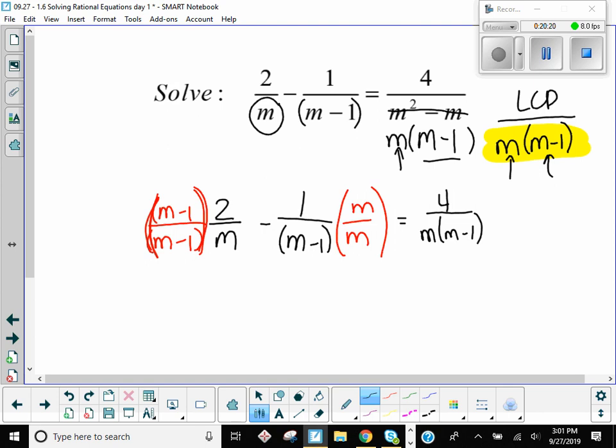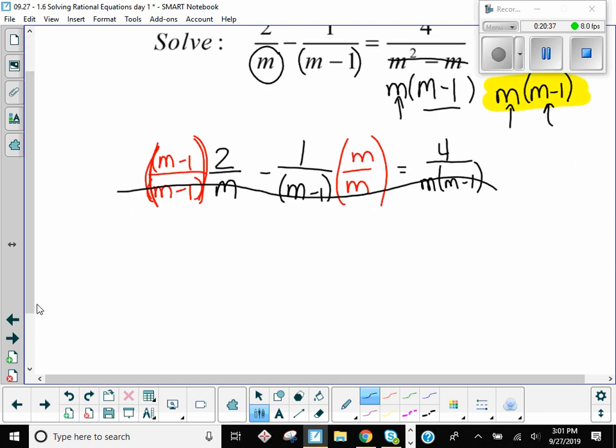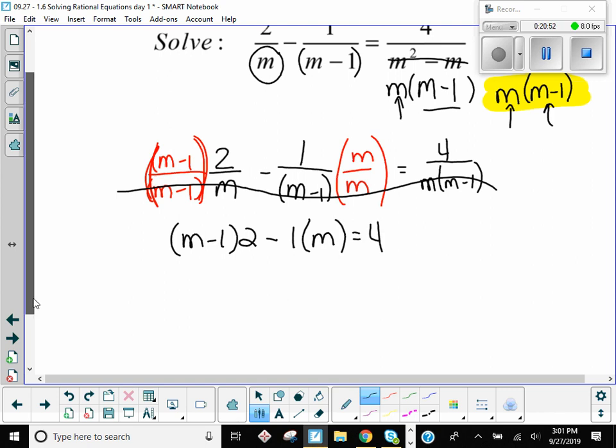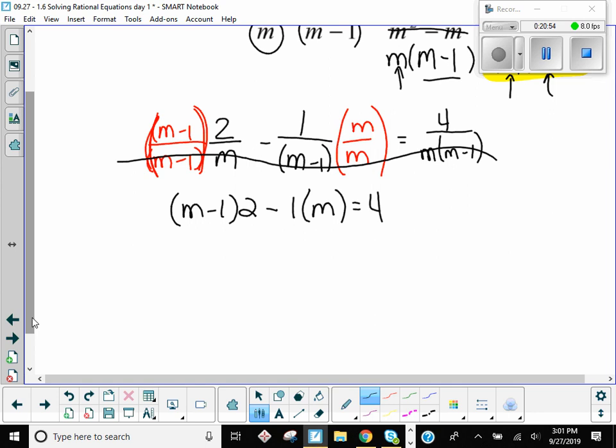So here we've set it up so that the denominators are all currently the same. They're all m times m minus 1. So now that they're all the same, we're going to do what with them? Drop them. And we'll just do the math on the numerators now. We have m minus 1 times 2 minus 1 times m equals 4. So you do your math, and I'm going to do my math.